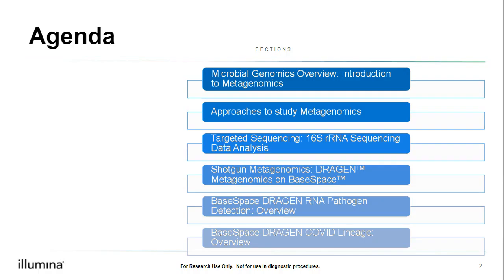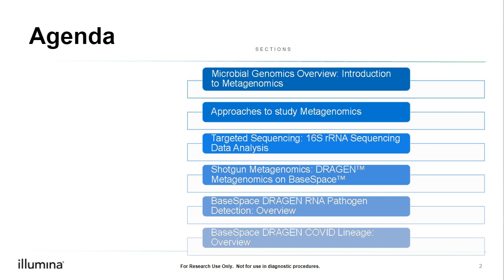The topics that I'm going to talk about today include a microbial genomics overview, introduction to metagenomics, and approaches to study metagenomics. I'm going to talk about targeted sequencing and 16S ribosomal RNA sequencing data analysis, and shotgun metagenomics. Especially, I will focus on the DRAGEN Metagenomics App on BaseSpace Sequence Hub. And finally, I'm going to talk briefly about the BaseSpace DRAGEN RNA Pathogen Detection app and also the DRAGEN COVID Lineage App.